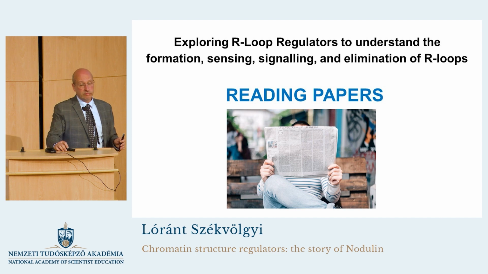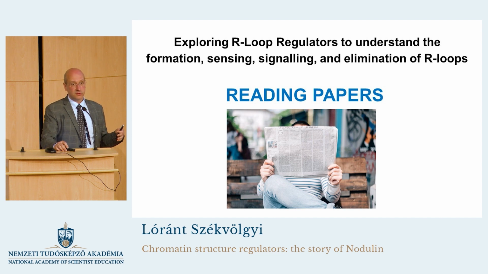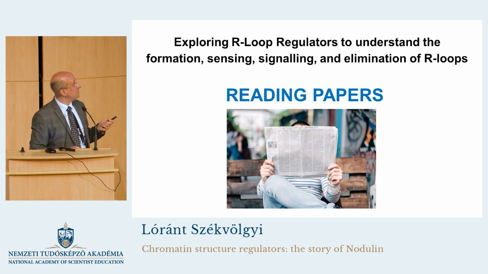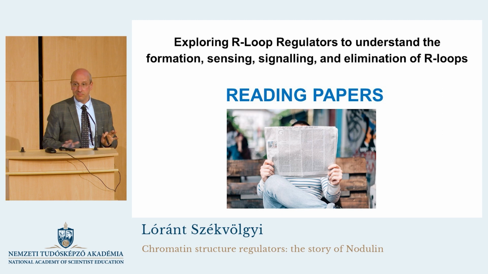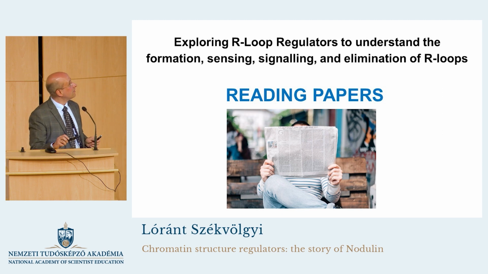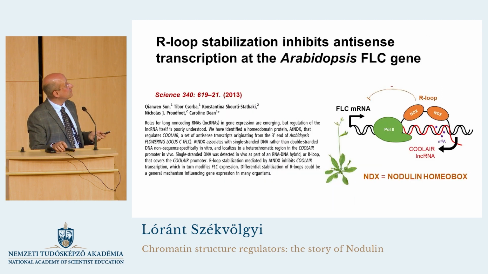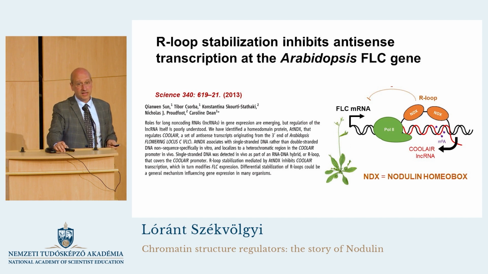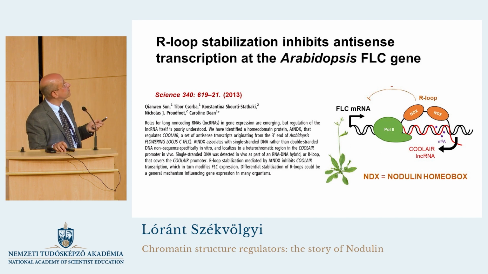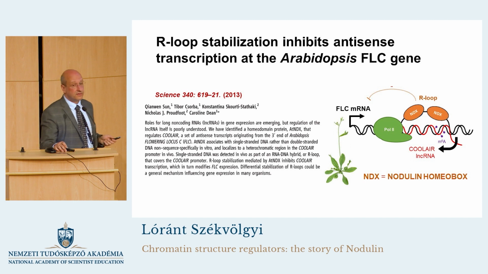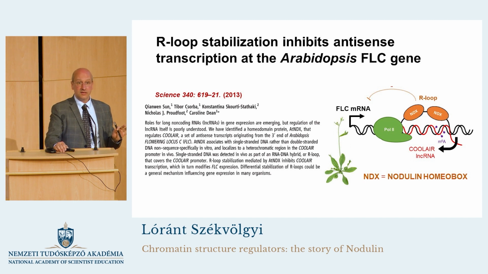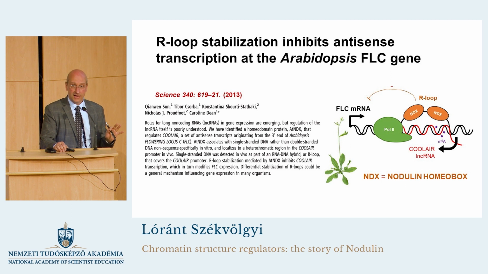A good way to find R-loop regulatory proteins is the old-fashioned way. You don't need much, you just need to read scientific papers. It can still be very efficient. Basically, in 2015, when my lab was established, I came across this very nice paper published in Science. It came out from Caroline Dean's lab, and for the first time ever, they found an R-loop stabilizing protein called Nodulin homeobox.